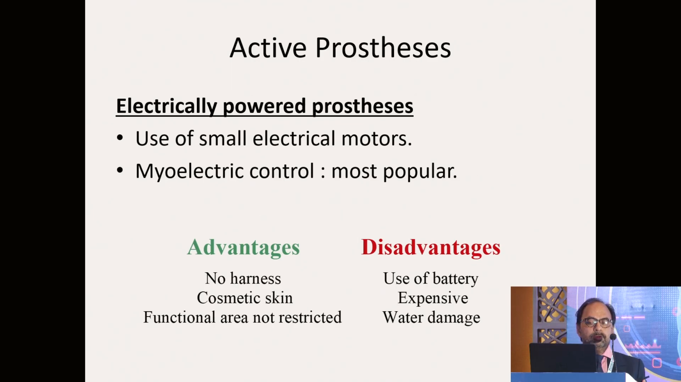Then electrically powered prosthesis, use of small electric controls, myoelectric control, and they are the most popularly used, and there is no harness, their cosmetic appearance is good, and functional area is not much restricted. Whereas in disadvantage, use of battery and little expensive, and water, because upper limbs are mostly used for washing and other activities, so we have to prevent water use.